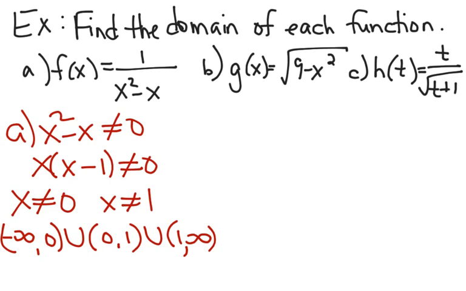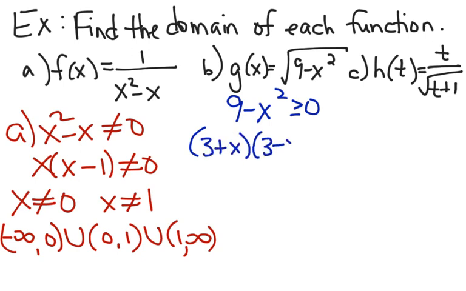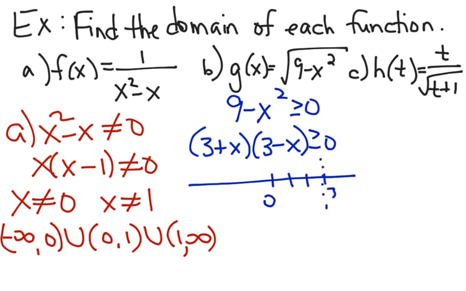For part B, the part that's under the square root sign cannot be negative. It's got to be greater than or equal to 0. Now 9 minus x squared is kind of interesting because you can factor it into 3 plus x and 3 minus x. Now in order to find out the domain, what we do is we make this little chart, like a little number line. And the values of x that make this expression 0 are when x is 3 and when x is negative 3.